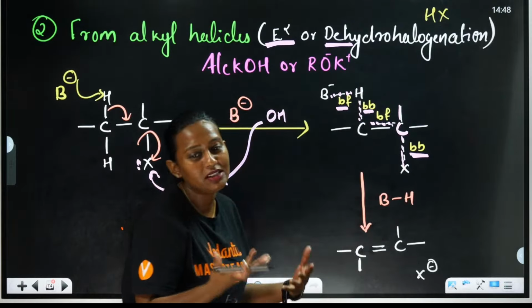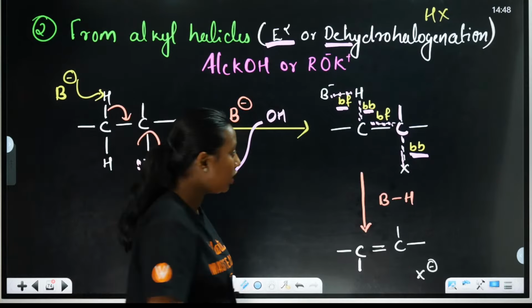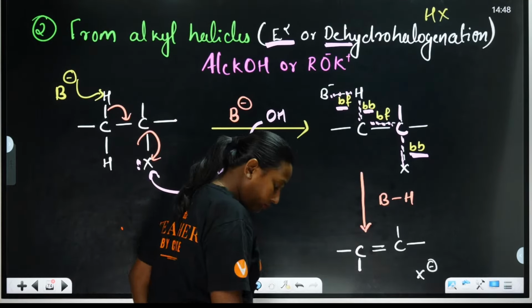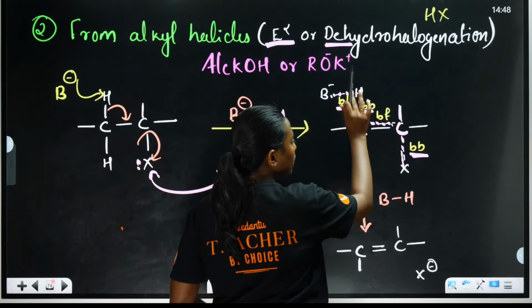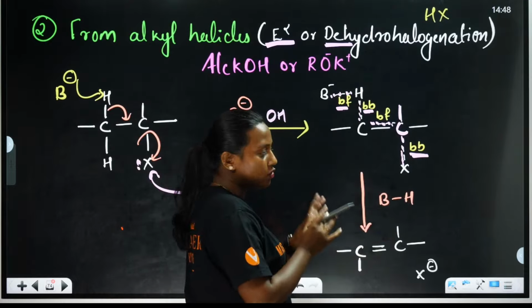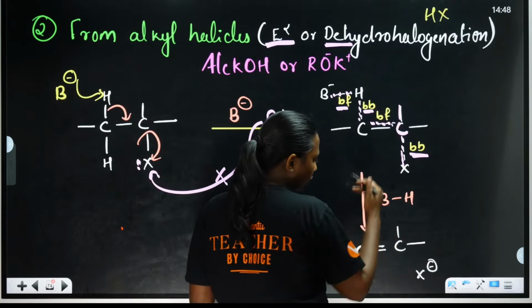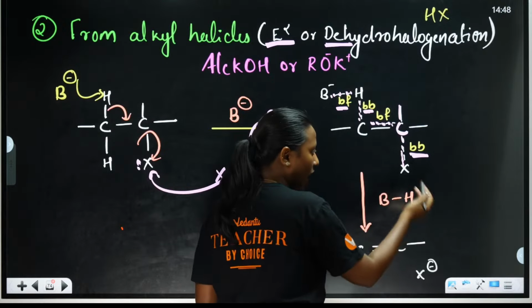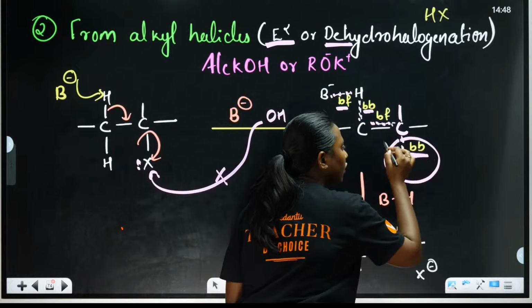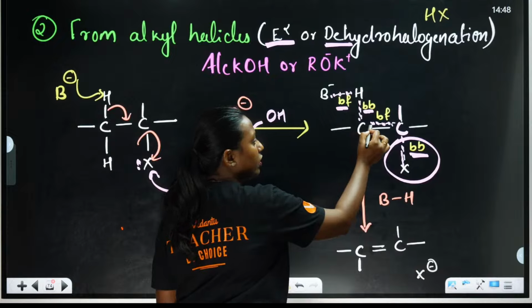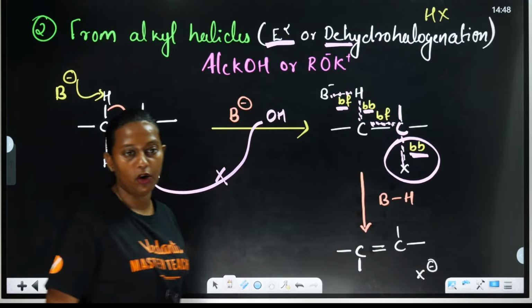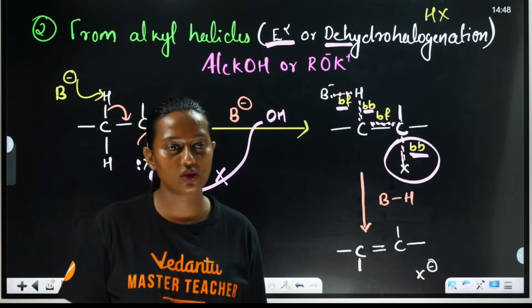B means we can consider OH minus. OH minus and H plus will eliminate, so that means water will eliminate. In the next step, what will happen? This halogen will also eliminate, and it will form a double bond. Clear?